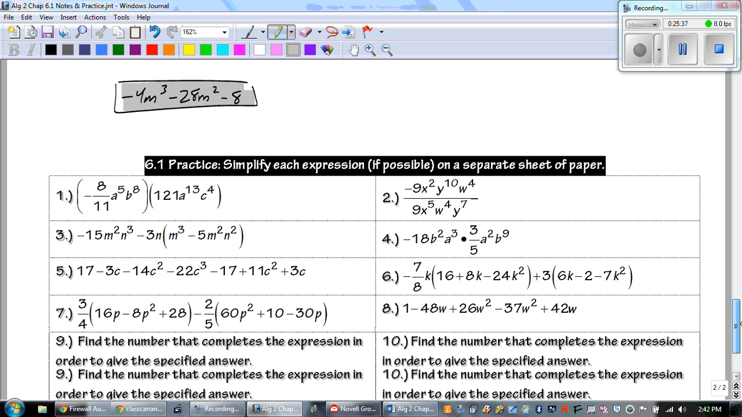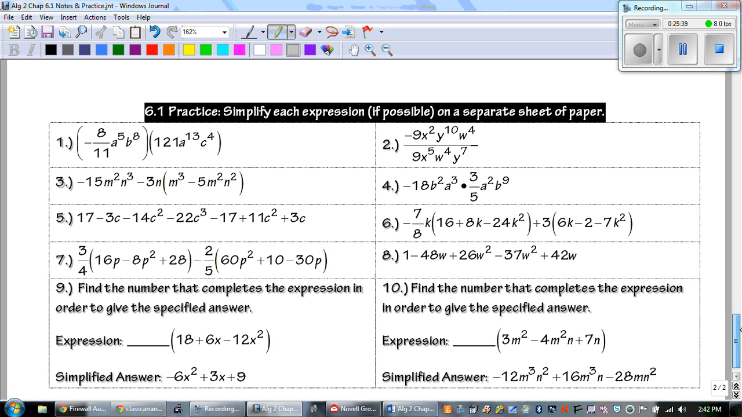Okay? Now, here's your homework right here. Key thing, separate sheets of paper.